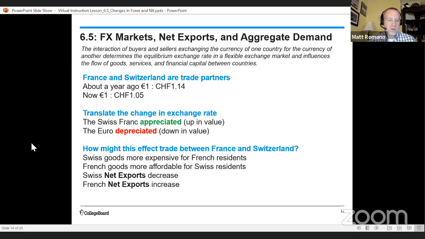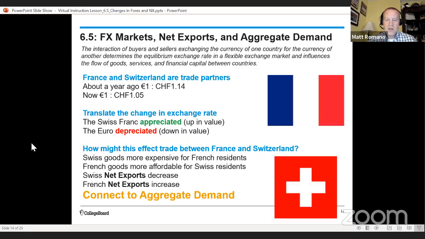Net exports coming out of France are going to increase. How does that connect to aggregate demand? AD is going to increase in France and it's going to decrease in Switzerland. Again, it's causal relationships. We're starting with the change in exchange rates and then just connecting the dots. That's going to affect your net exports. That's going to affect your aggregate demand.